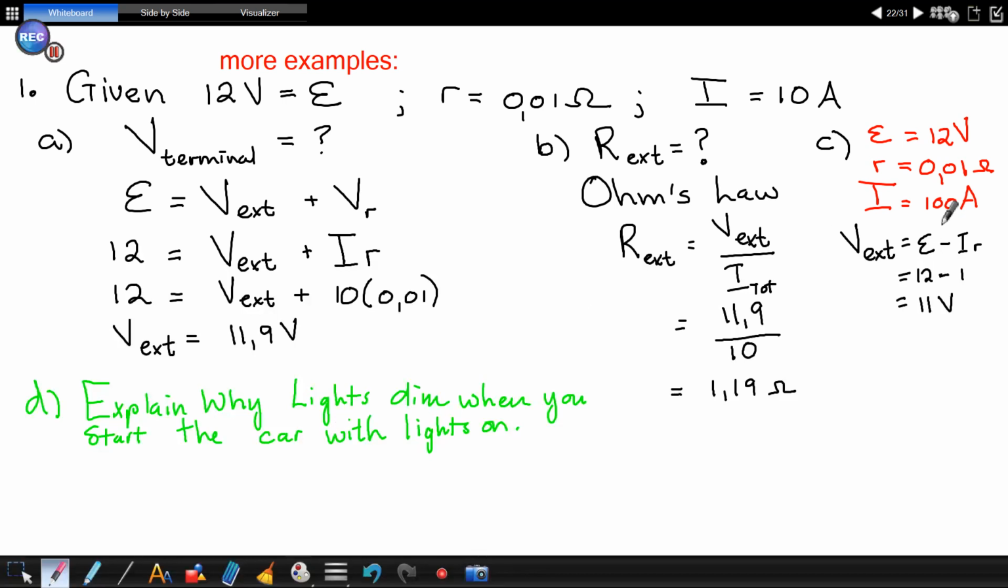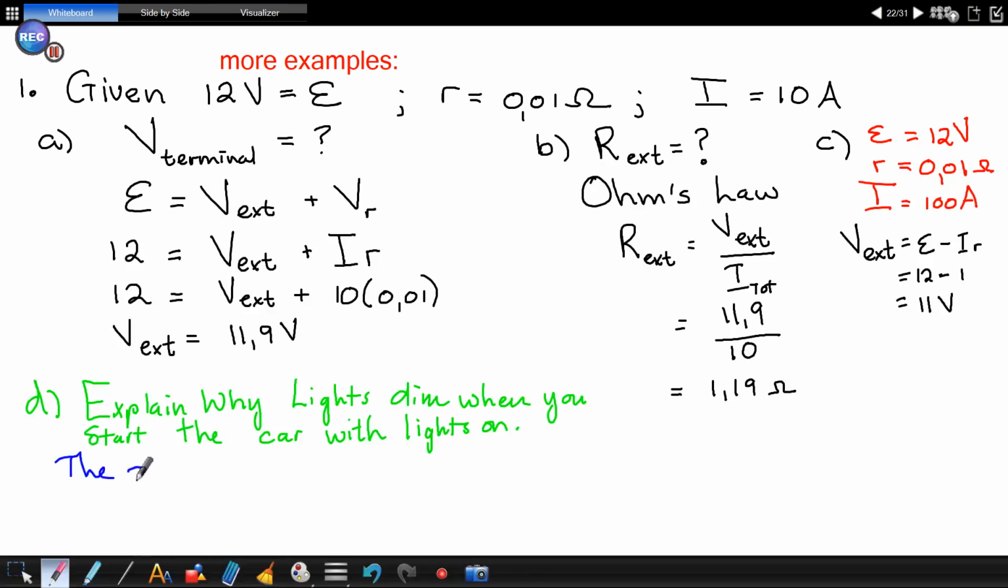But look at what's happening to the current. The current increases. So why would the light dim? Lights dim if the current increases. So what's the answer? You started off with the correct concept.